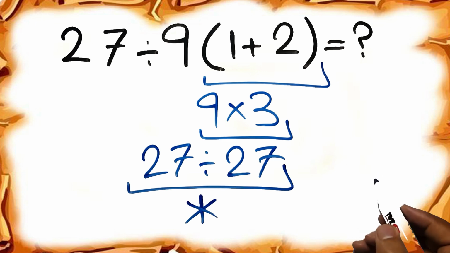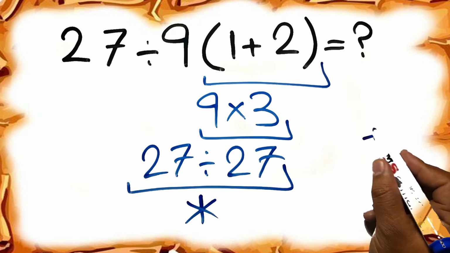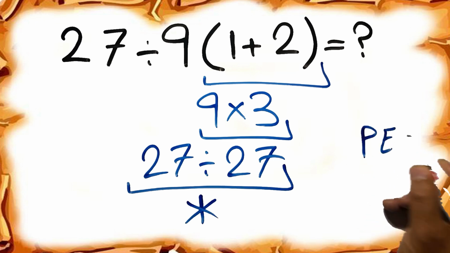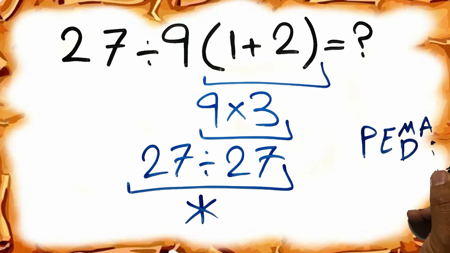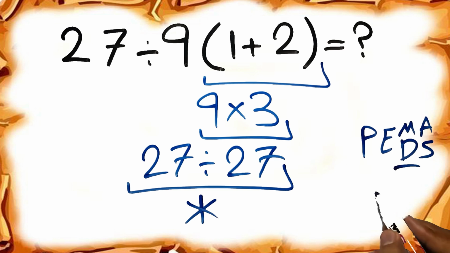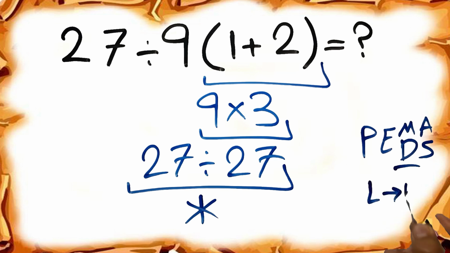Because, according to the order of operations, first we have to do the parentheses, then exponents, then multiplication or division, and finally addition or subtraction. Remember that multiplication and division have equal priority and we have to work from left to right. And the same applies to addition and subtraction.